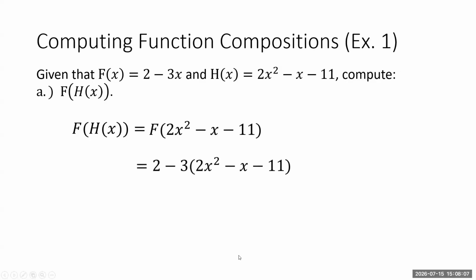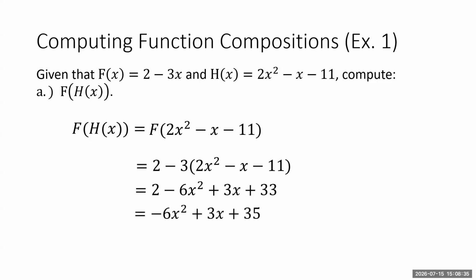So everywhere we see an x in our function f of x, we're going to place 2x squared minus x minus 11 in its stead. Thus, we have 2 minus 3, in parentheses, 2x squared minus x minus 11. After utilizing the distributive property, we have 2 minus 6x squared plus 3x plus 33, and after we collect our like terms, we have -6x squared plus 3x plus 35.